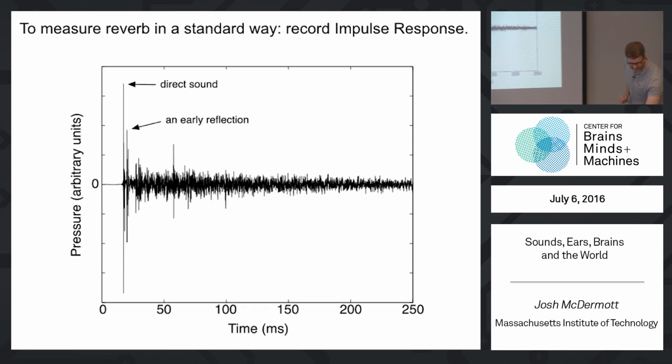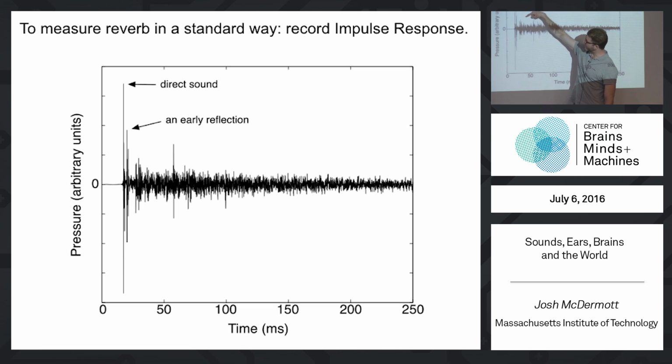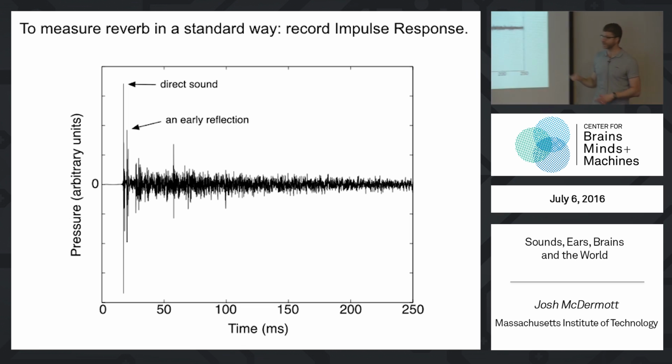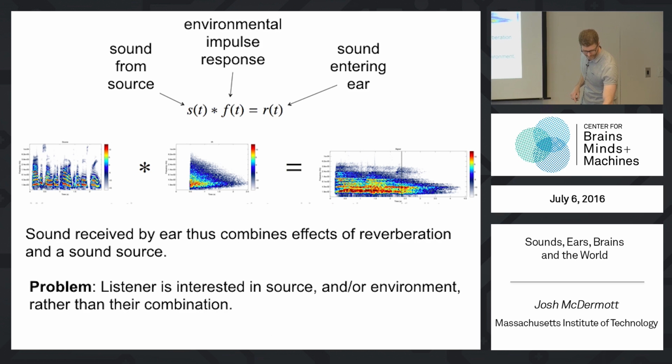This is an actual impulse response measured from a classroom. And so you get this peak here, that's the direct sound, and then you get a bunch of these individual reflections, and the reflections kind of all blur together, and they form this dense tail. And so if you just listen to the impulse response, it just sounds like somebody making a tap in a classroom. Okay.